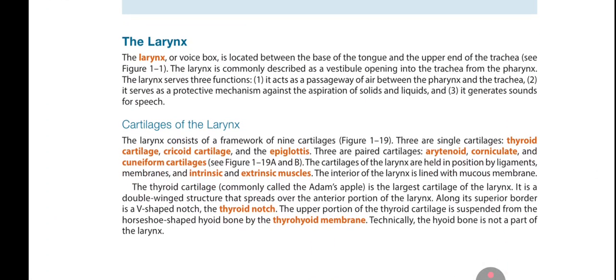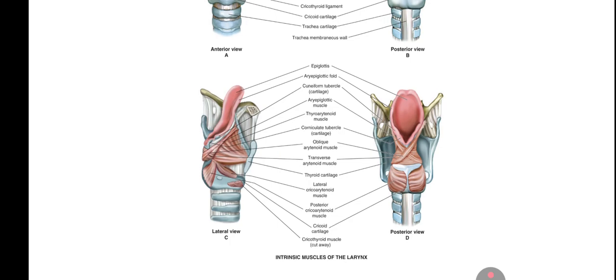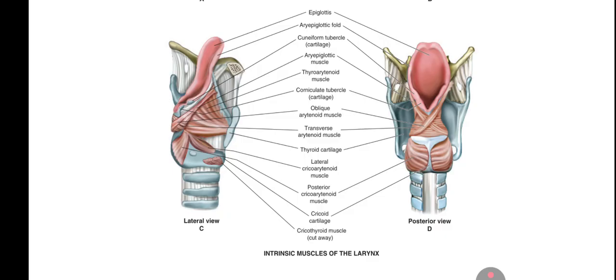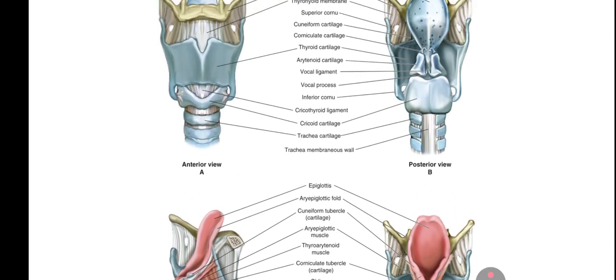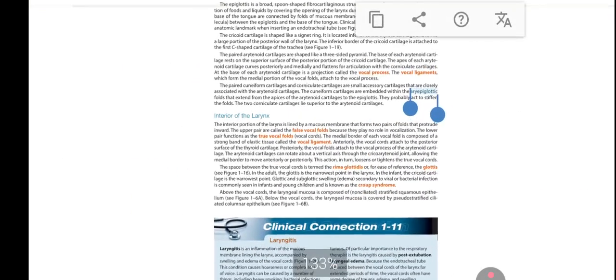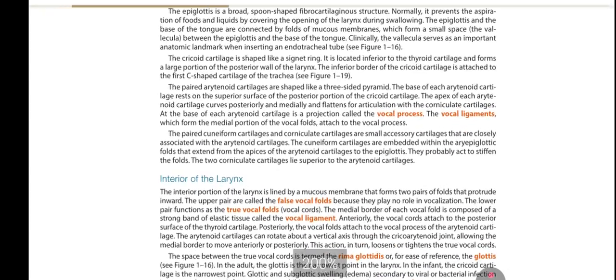We also have this, which I described earlier, and I'm not well versed with the intrinsic muscles yet, but I'm good with the laryngeal cartilage. And here's what I've said earlier. We also have the vocal process and ligaments. The vocal processes are the things that hold the true and false vocal cords.